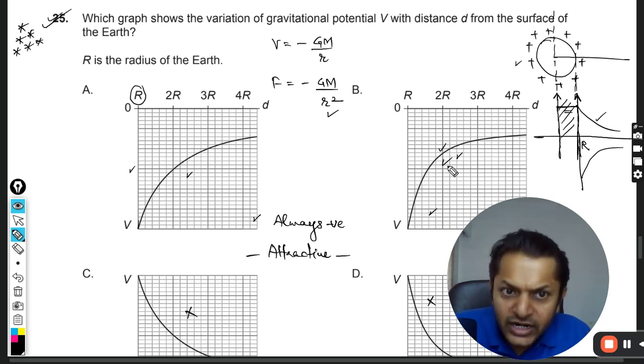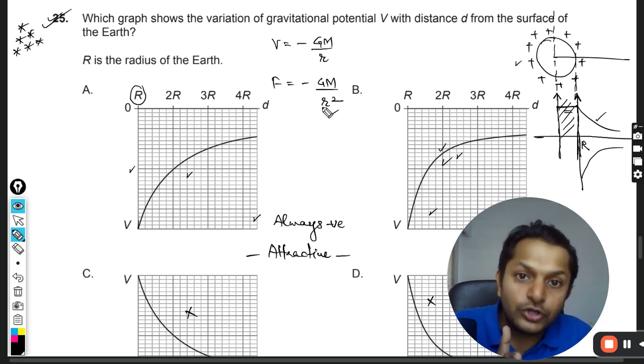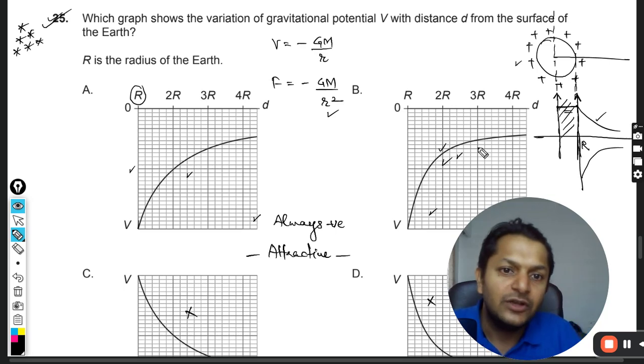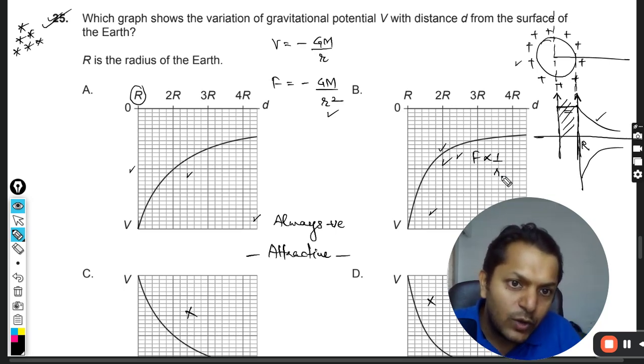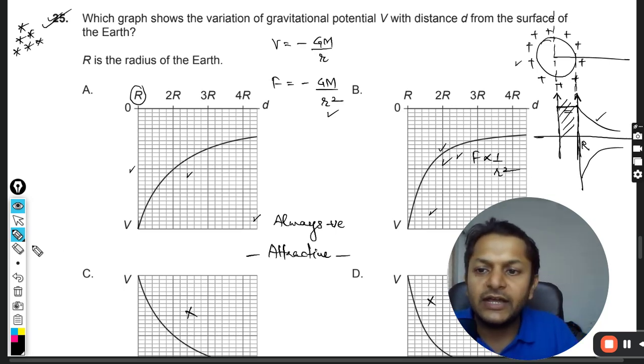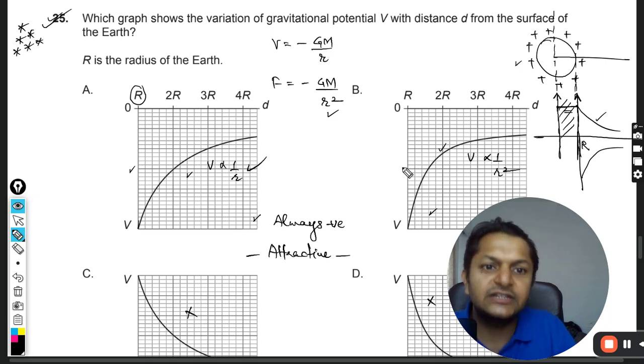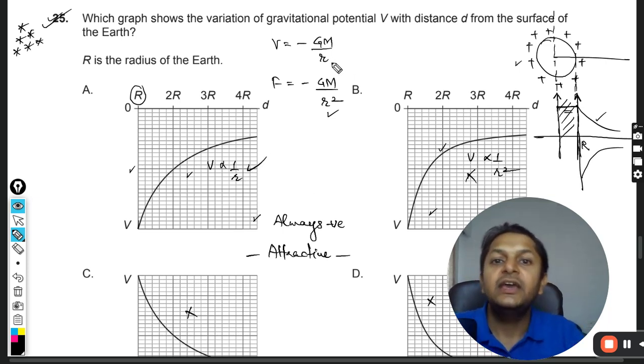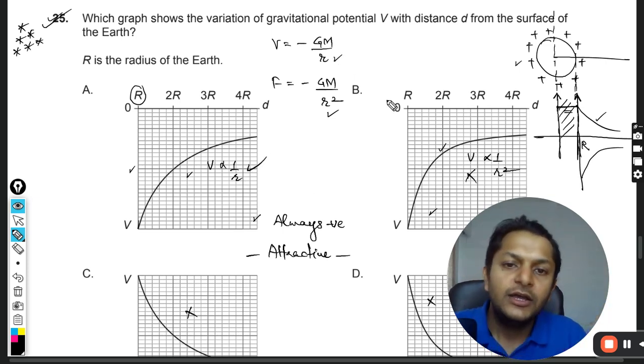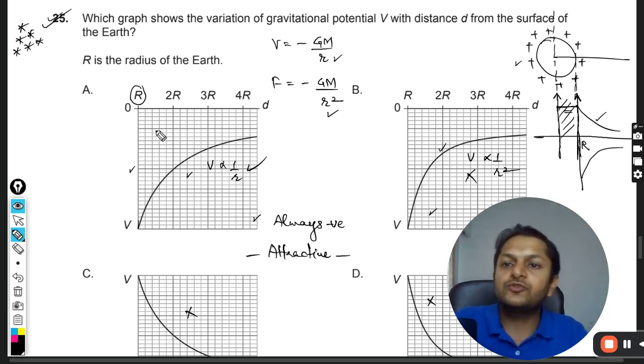So this skewed graph will be for the force, for r square variation, when F is directly proportional to 1 by r square. Sorry, not F, V. Yeah, V. And when V is directly proportional to 1 by r. So of course this is right and this is wrong, because V is directly proportional to 1 by r. So B becomes the wrong answer, A becomes the right answer.